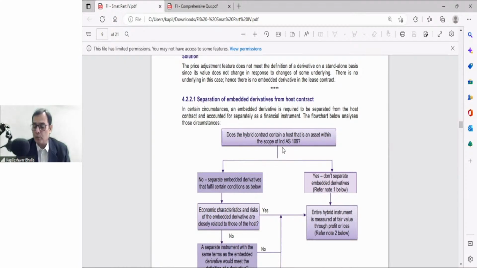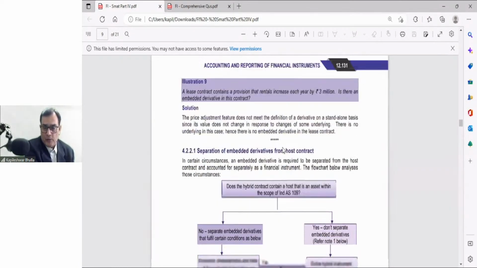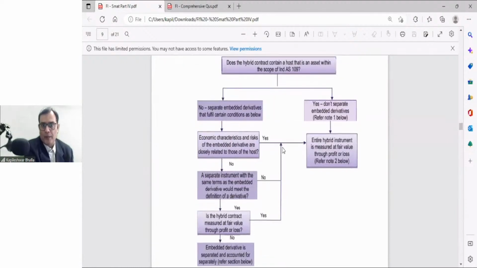Now, hear me very carefully. This is a chart which is given on page 12.131. Wow. I've always been in the habit of translating flow charts and certain concepts into a 3-step model. So what I'm going to do today as well, I'm going to convert this chart into a 3-step model for you, so that when you are looking at accounting for embedded derivative, you can apply a 3-step model and decide certain things.